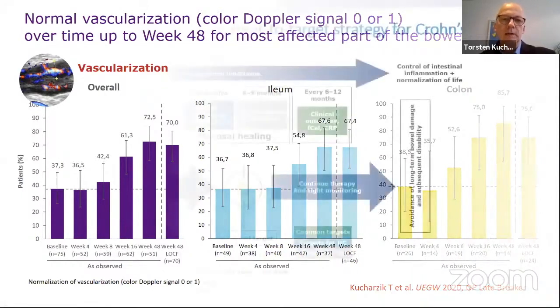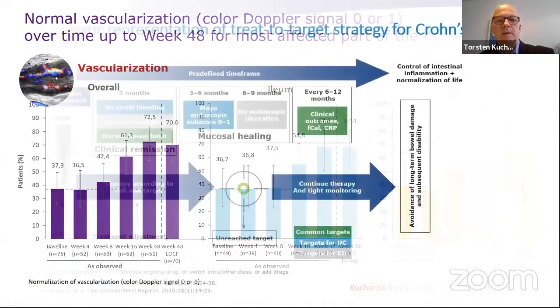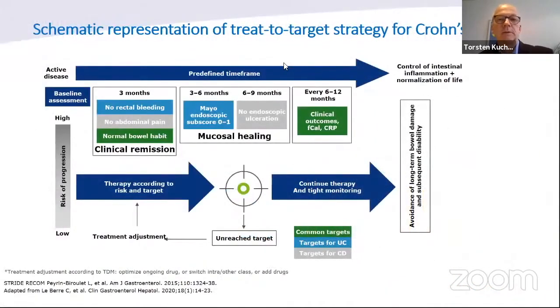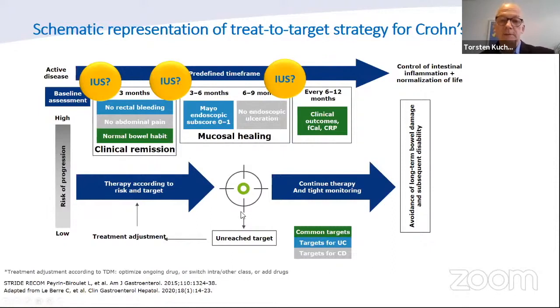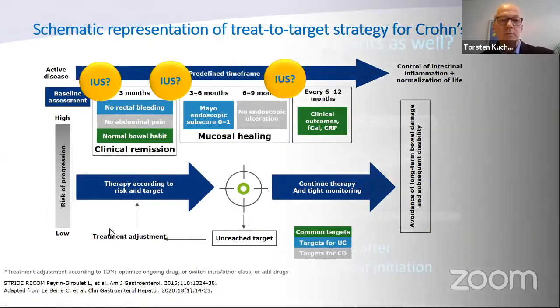So what we believe is that if you look at this, we discuss treat to target strategies in Crohn's disease a lot. And if you look at the predefined time frame, have patients with active disease, baseline treatment, and look at 3 months intervals and define treatment targets such as mucosal healing, why shouldn't we use intestinal ultrasound in these patients as well? Look at objective parameters of bowel wall thickness, vascularization, and if the targets are not reached, we can go back and adjust the treatment accordingly. So it appears to work pretty well in Crohn's disease.